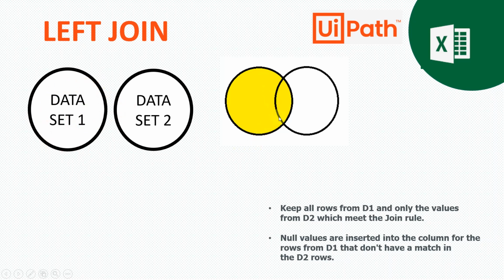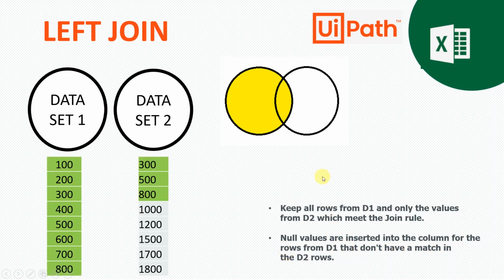So we will retain all the values which are available on the left and only those values which are available in the right side and are common. So if you see the Venn diagram, all the values in the left plus the values which are common to both the data sets, and null values are inserted into the columns for the rows that do not match the criteria.